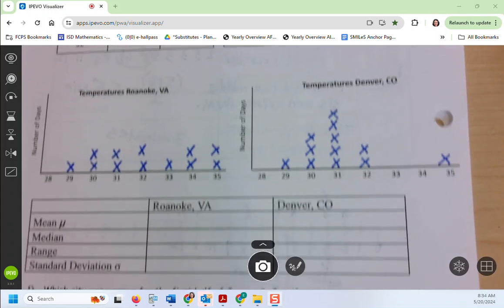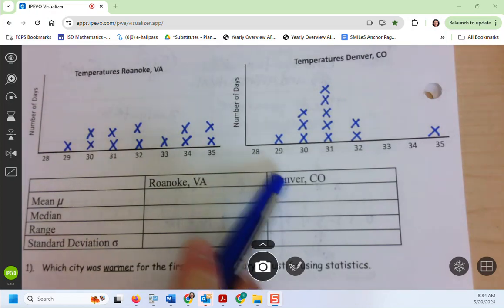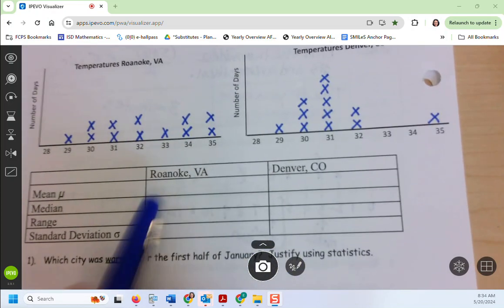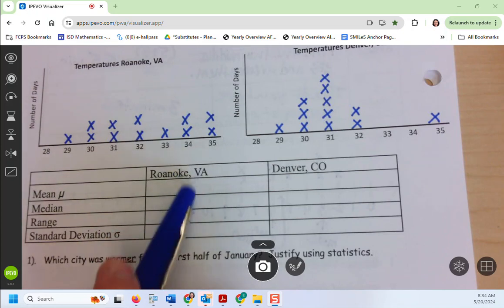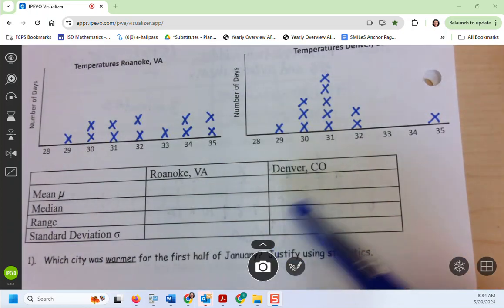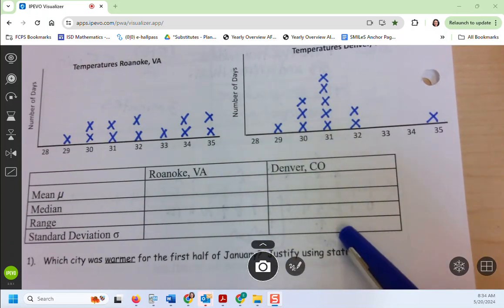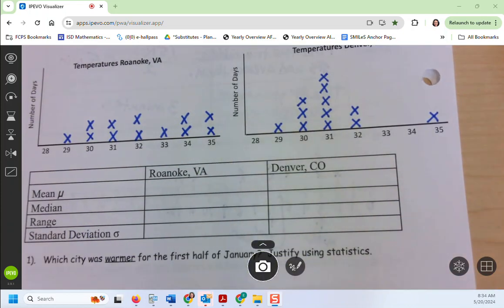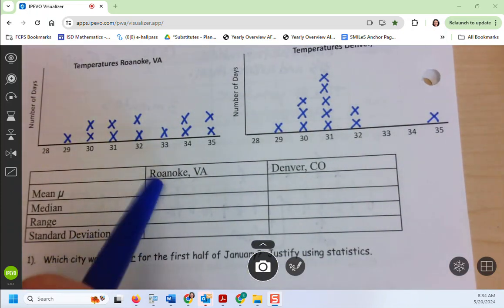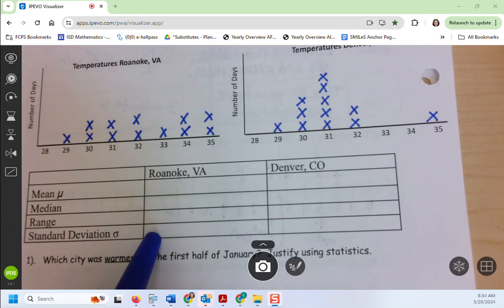So after you graph the data, you need to find the mean, median, range, and standard deviation for Roanoke and for Denver. There's two different ways you can do that. You could put Roanoke in list 1 and then calculate one variable statistics for list 1, write down all your answers, and then clear that out and do Denver in list 1. Or you could put this in list 1, put this in list 2, and then calculate first for list 1 and then for list 2. It doesn't really matter, okay? So you're going to put the data for Roanoke in list 1 to start. Find the mean, median, range, and standard deviation. You can actually find all of those from the calculator, so you don't have to do it by hand. Just enter everything into your list 1.